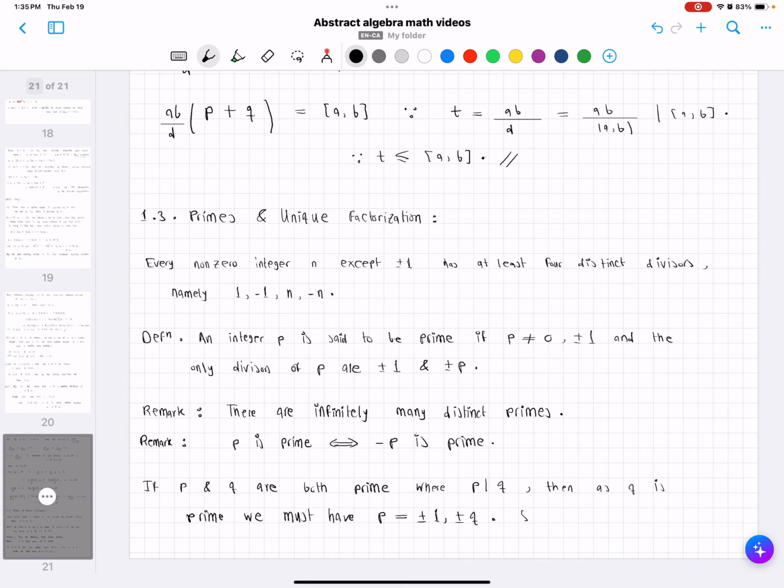But since p is prime, p is not equal to plus or minus 1, so therefore p is equal to plus or minus q, and we're done.